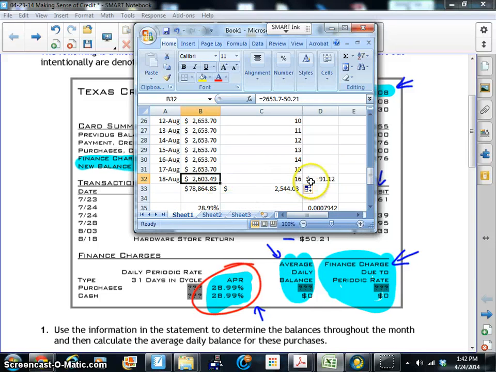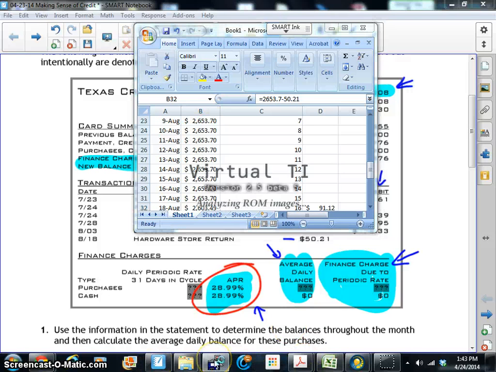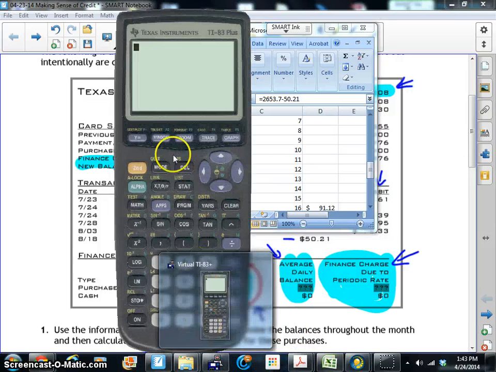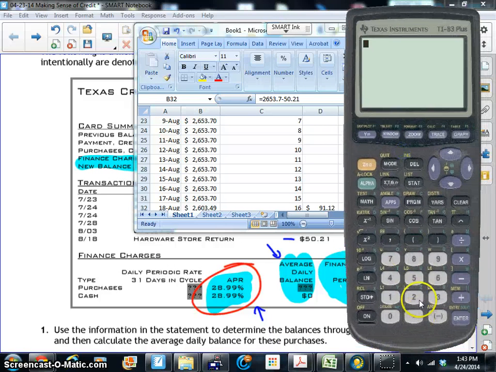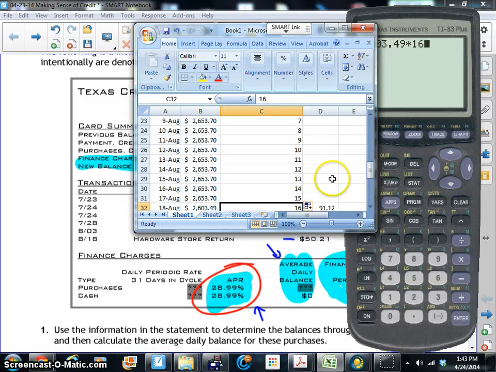Alright, so now what I'm going to do, since these days are like this, I'm just going to go ahead and say, alright, I'm going to grab my calculator. It takes a few seconds to bring it up. Alright, the first number right here is 2603.49 times 16. That's why I went ahead and started counting the days. Then I go back, look at this.